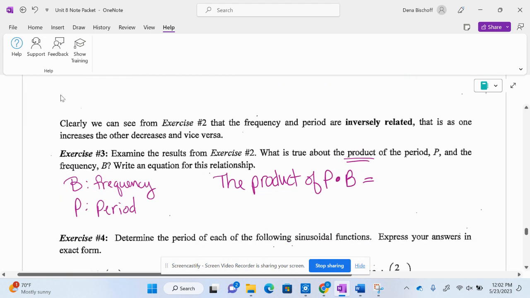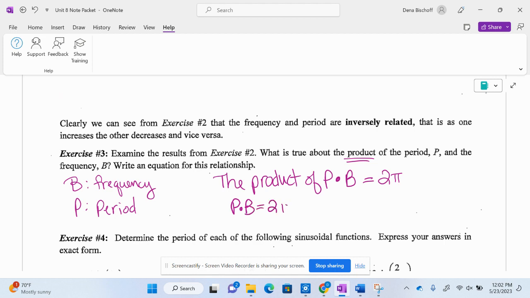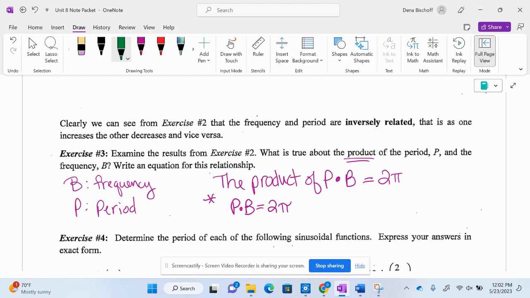And that's really cool. It's always going to equal 2 pi. So this is how I think about this. The period times the frequency equals 2 pi. That's really important. Like that's the superstar. But maybe I want to know the period and I only know the frequency. Well, that means that the period equals 2 pi divided by b, the frequency.